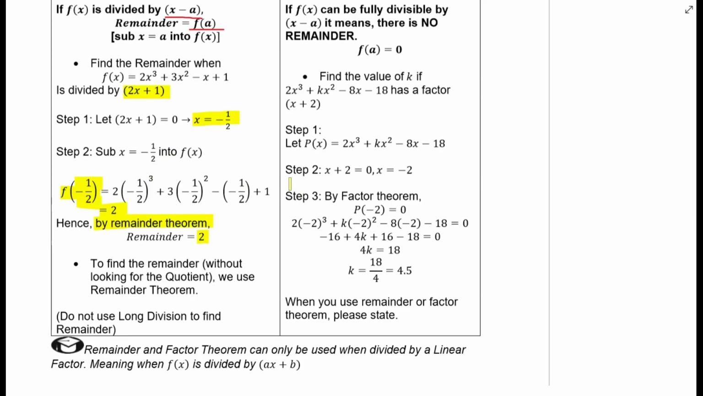So this remainder theorem is very useful when you're trying to look for the remainder of something without finding the quotient and without going through the hassle of long division.